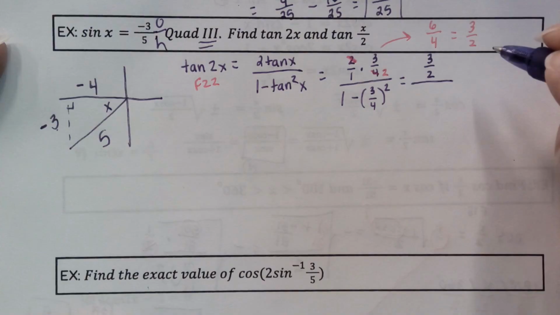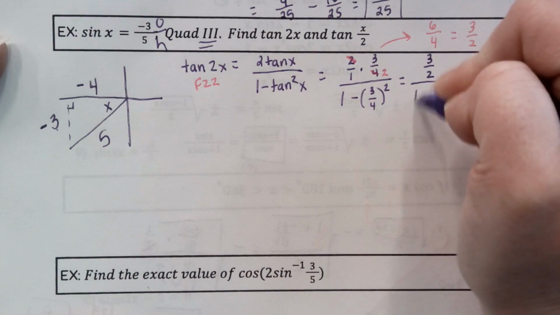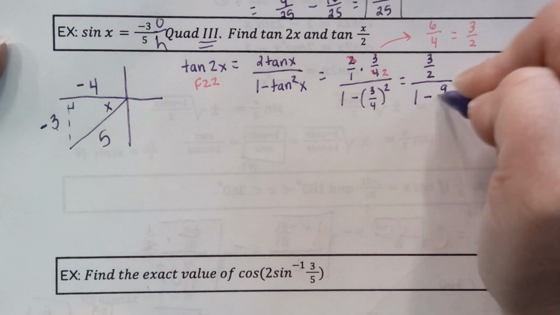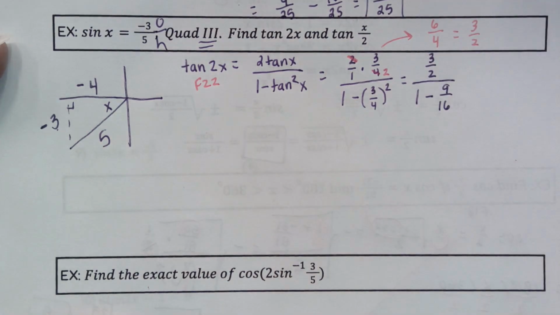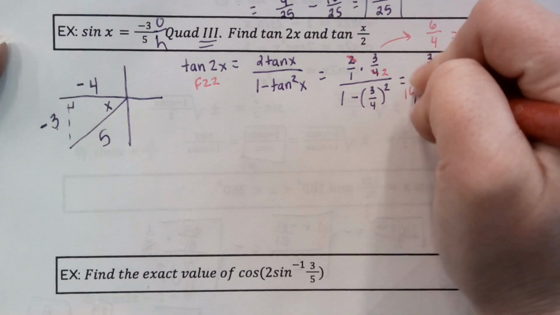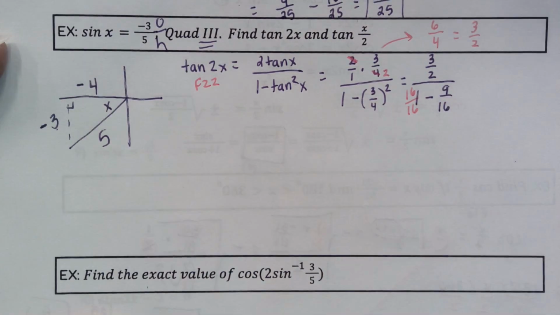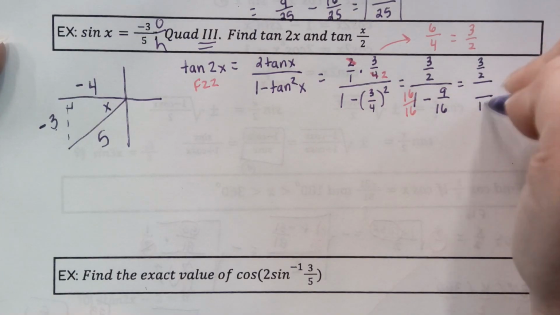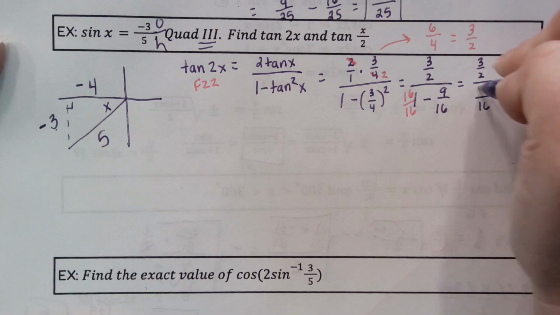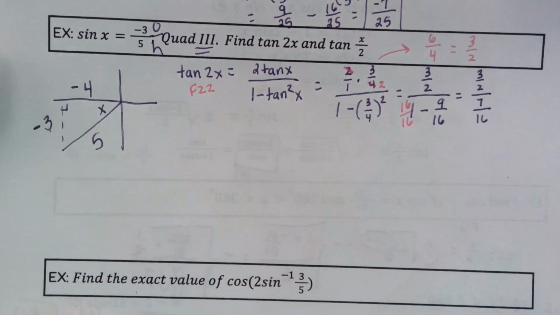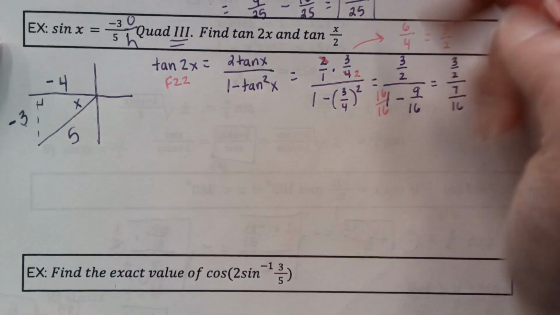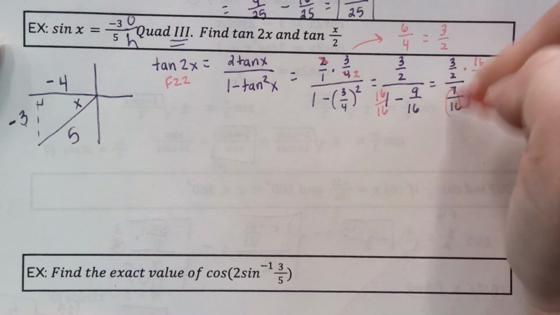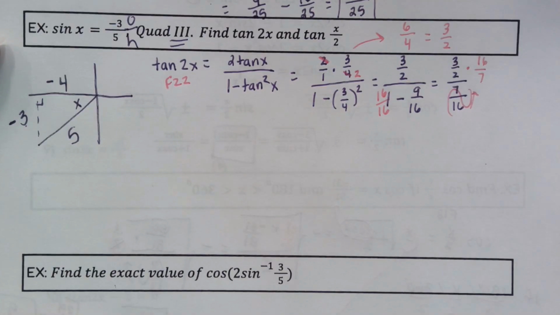On the bottom, I will get a common denominator, but I need to square this fraction first. 3 squared is 9, 4 squared is 16. Now I have to change the 1 into 16 out of 16 for my common denominator. Looks like I have 3/2 over, out of 16, 16 minus 9, which is 7. Fraction over a fraction, I'm going to multiply by the reciprocal. Make sure you actually flip it and draw some type of line demonstrating that it did move.